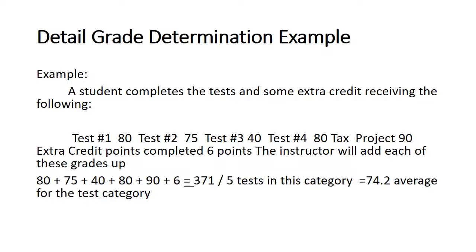But just so you can get a feel for this, I take each test grade, add them together, your tax project, and your extra credit points. In this example, we're going to say you completed 6 points of extra credit. I'm going to add all those test grades, the project, so there's 5 items, extra credit, and then 371 would be your total, divided by the 5 tests, your average for your tests, 74.2.